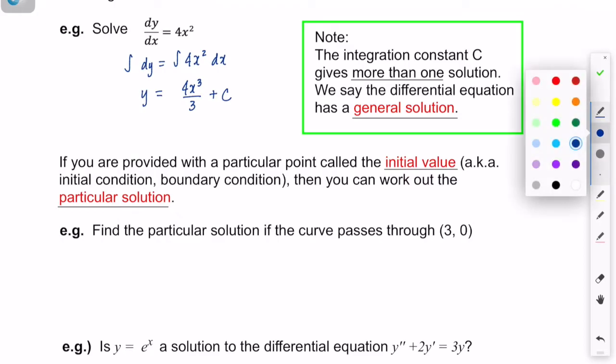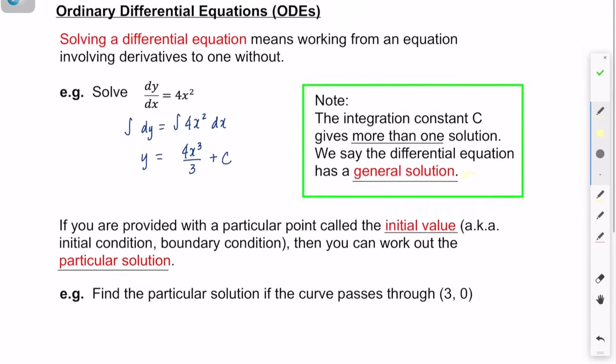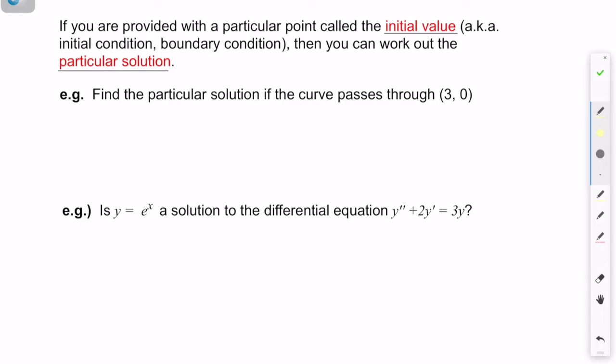Okay, so that's the notes on the side here. If you're provided with a particular point, like an initial value, then you can actually work out the value of c, like what we have done in the investigation. And when you are able to do that, then you will actually end up with what we call a particular solution. Okay, so now let's add on to this dy by dx equals 4x squared question. And now we know that this function curve passes through (3, 0). So what is the value of c then?